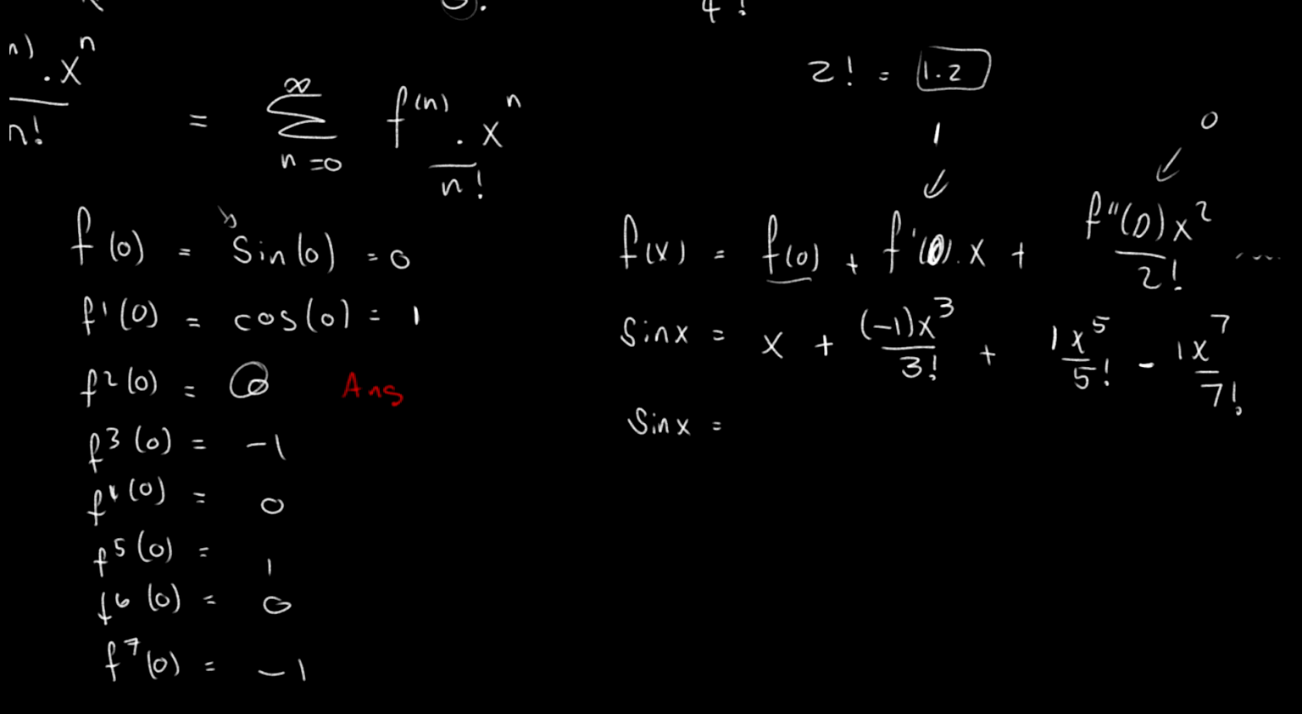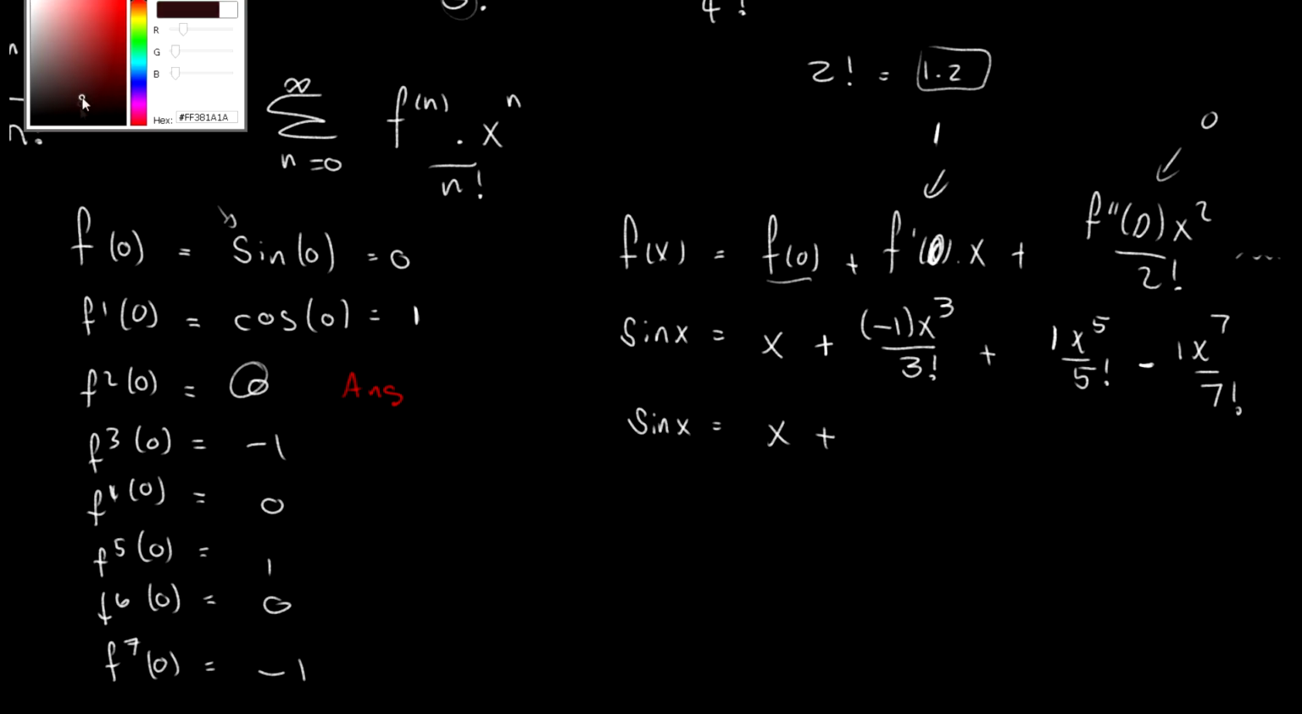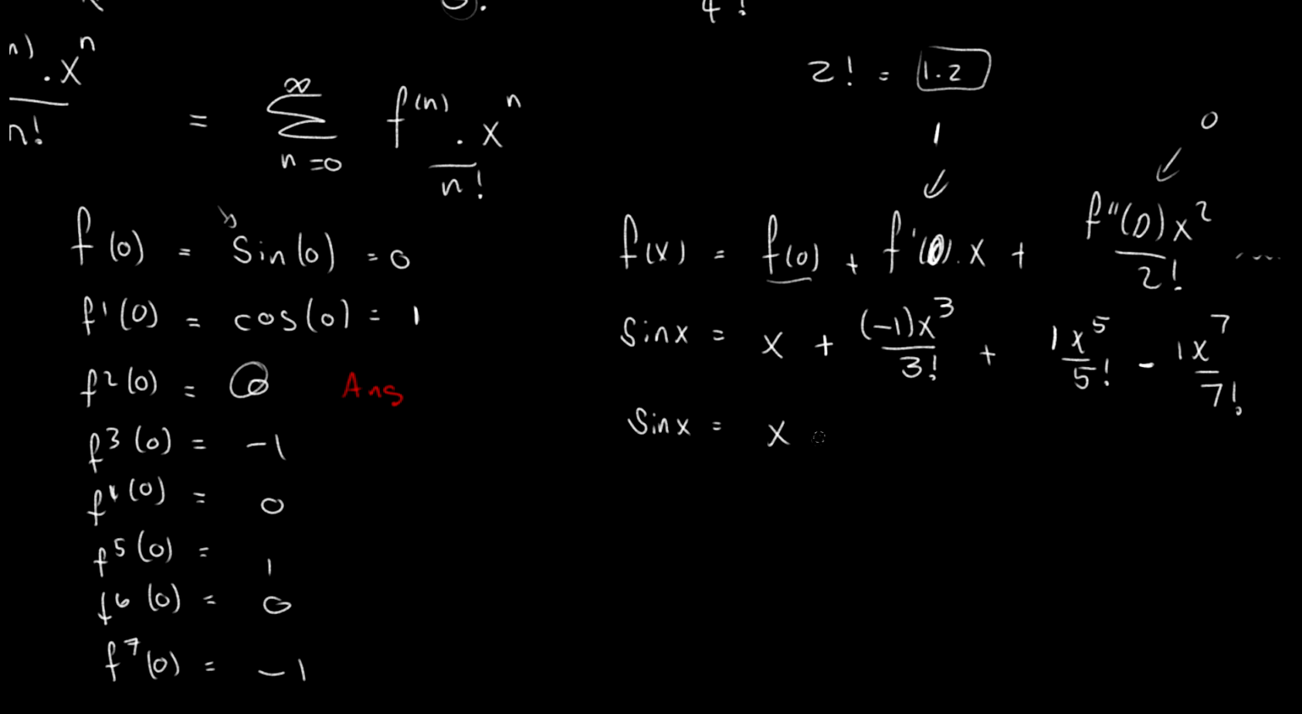So now, let me just quickly rewrite this. We can say, well, sine of x is equal to x minus x cubed over 3 factorial plus x to the 5 over 5 factorial minus x to the 7 over 7 factorial. And that is pretty much the standard form for Maclaurin series, especially when you look at sine x.